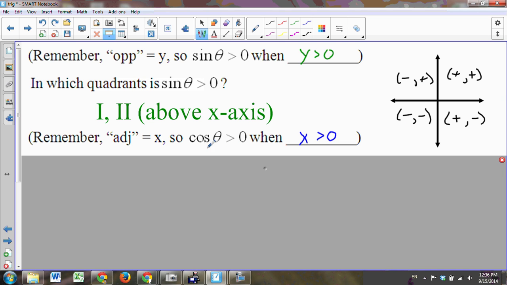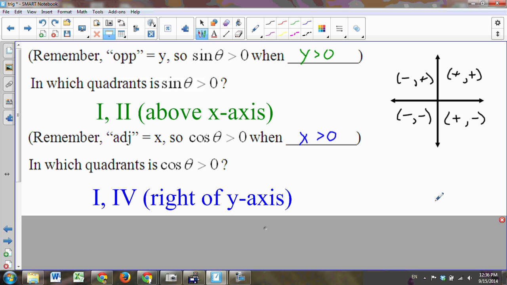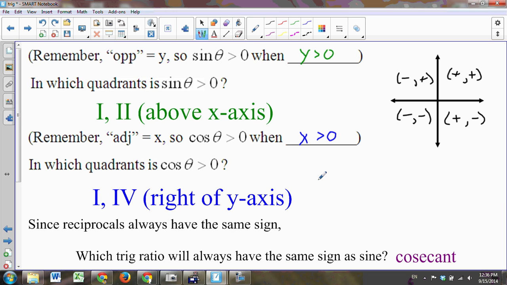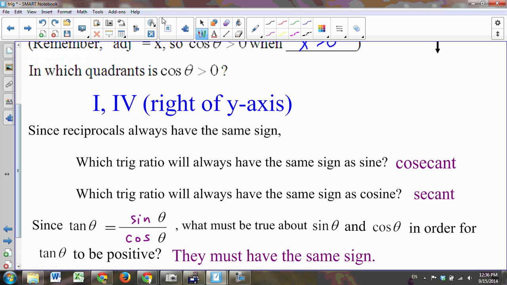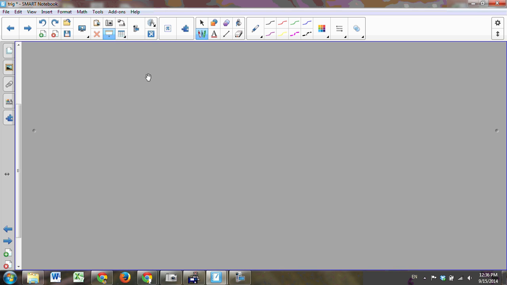Cosine is based on the adjacent side. So cosine is positive whenever x is positive. And where's x positive? In the first quadrant and the fourth quadrant. So cosine is positive to the right of the y-axis. Sine is positive above the x-axis.